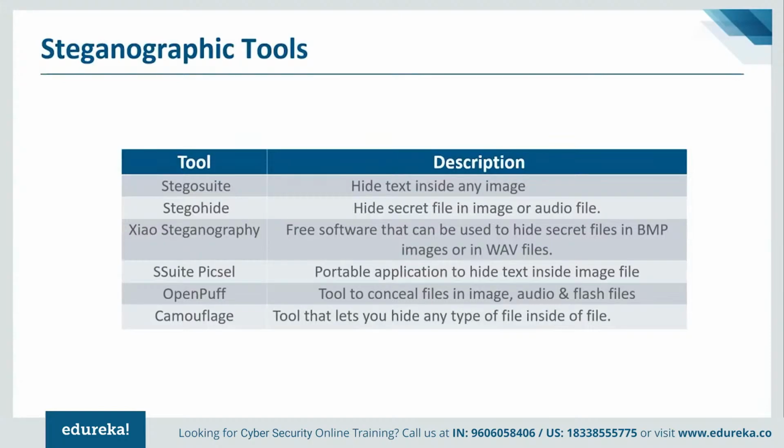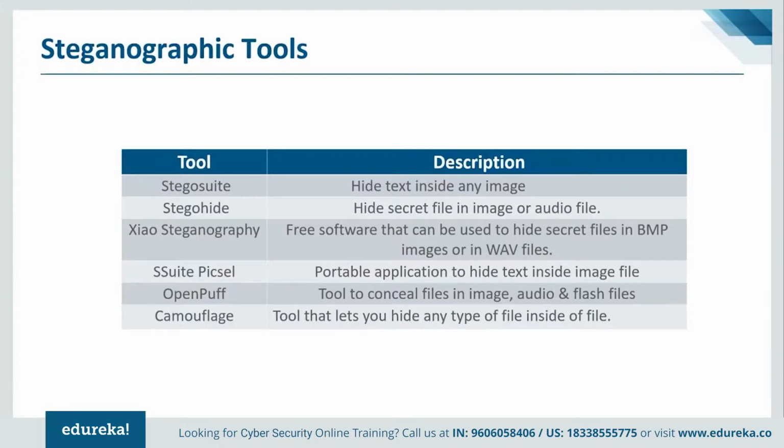Then there is OpenPuff, where you can conceal files in an image, audio, or flash files. Then Camouflage, a tool that lets you hide any type of file inside any other file. So these are very few. There are other tools outside as well. As for today, we're going to explore 3 to 4 tools, which are CEHide, then Steganography and TL. So there we go, guys.